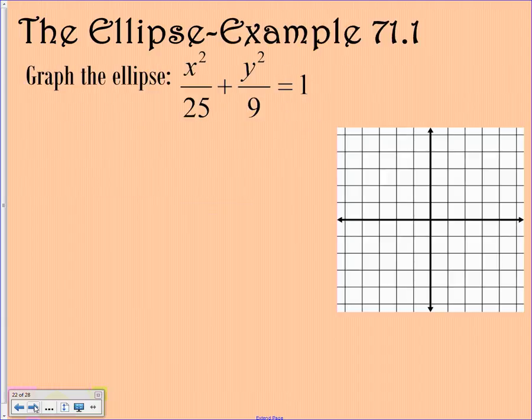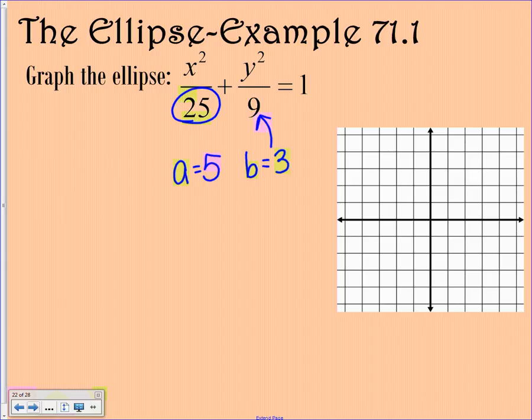So we want to graph this. Everybody needs to get some graph paper. The way that you're going to graph this, we are going to look for our A and our B. Well, our A is always going to be the bigger one. So that's the 25. That is A squared. So our A would be 5. And then our B goes with the 9, that's B squared, so our B would be 3.